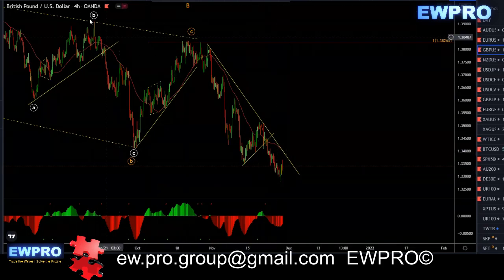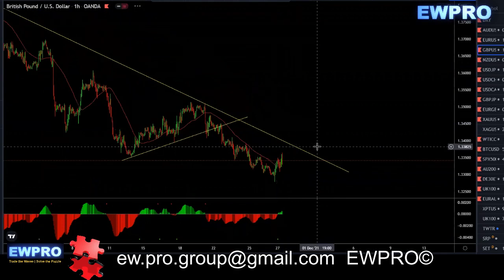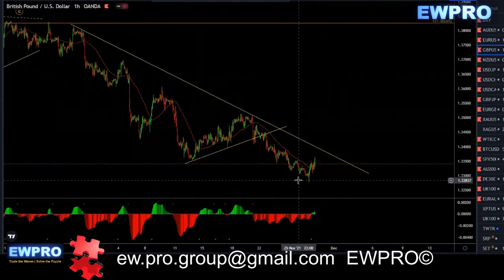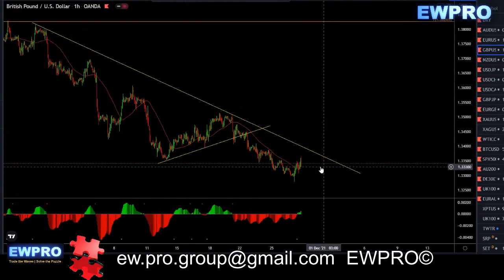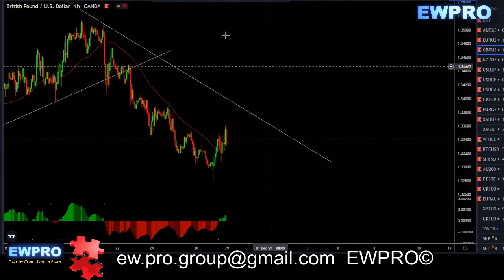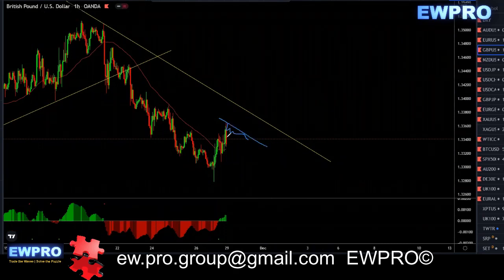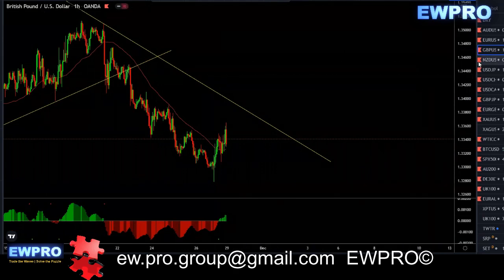We do have that bullish divergence. H1, we have the bullish divergence still too. So if you do get any bullish setup, you can look for that, and look for that 50 fib retrace as your target.